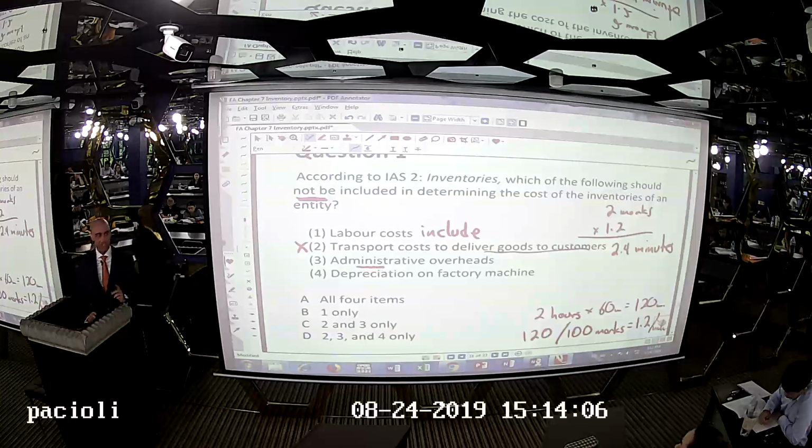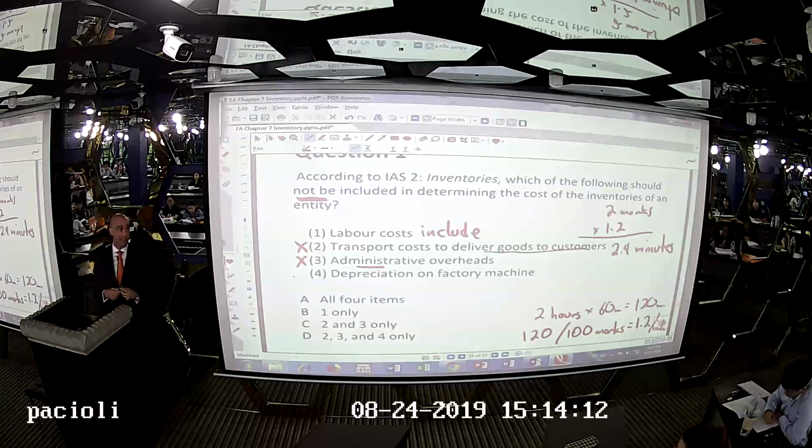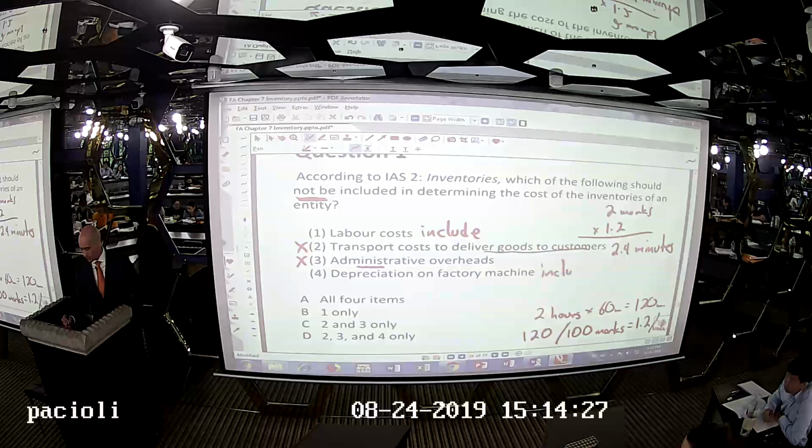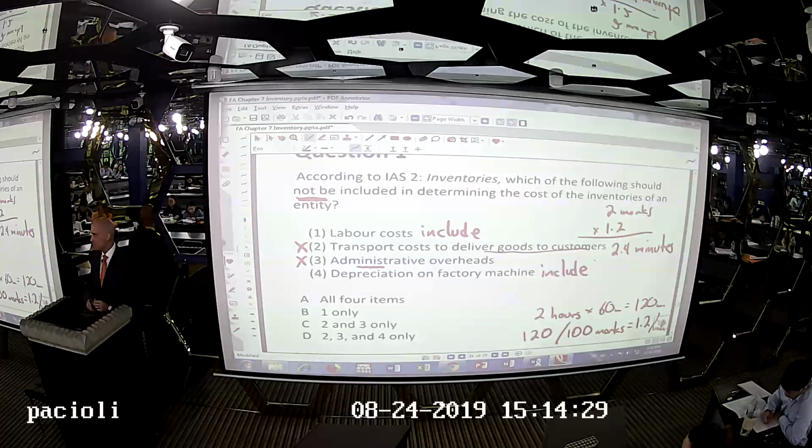Administrative overhead, we leave out. The trick here is, earlier we said we add the overhead, right? We add production overhead. So production overhead we add, but admin overhead we leave out. Depreciation of a factory machine we include. So the best answer is C, 2 and 3 only. We not include.